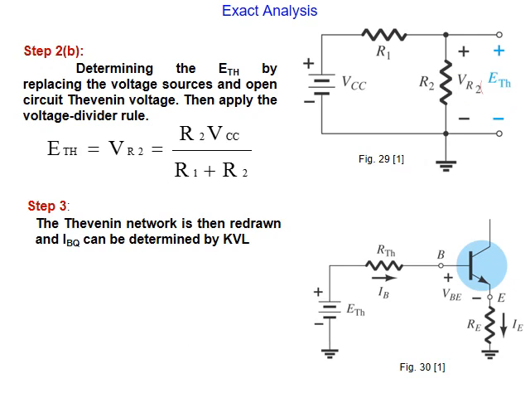And if we want the voltage drop across here, then we use the voltage divider rule. This resistance times this voltage over the addition of the two resistances, as we learned in the voltage divider rule. Now the circuit is reduced in this way.